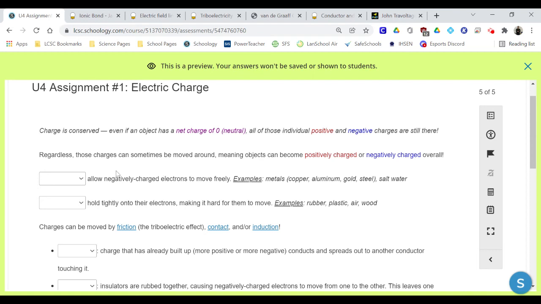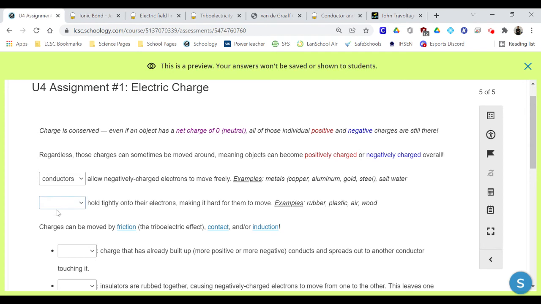Okay, to get electrons to move, or in general charged stuff to move, we need something that is a conductor, okay, that allows stuff to move freely. Okay, a lot of stuff like this that are conductors end up being metals like copper and aluminum and gold and steel. You can also get whole ions to float around that have charge in salt water, which is why salt water and tap water can conduct electricity to an extent.